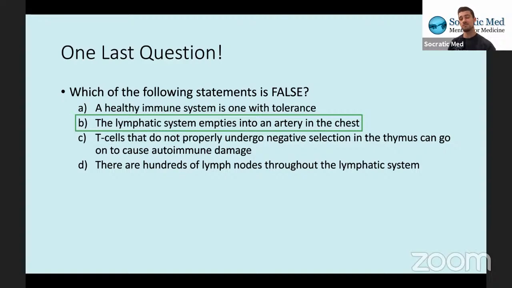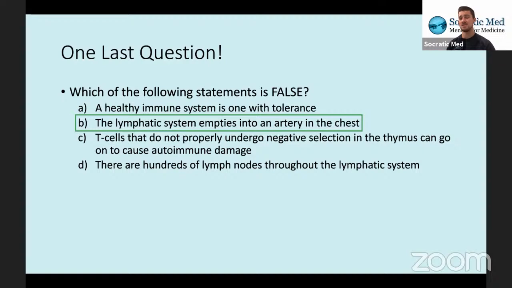If in the thymus we present a T cell with proteins that are commonly found in your finger, and that T cell attaches to that, we're going to destroy it because of negative selection. We don't want an autoimmune response. So that's true. If they don't properly undergo negative selection, it's going to cause immune damage. C and D: there are hundreds of lymph nodes throughout the lymphatic system. That is true. I just said that like a minute or two ago.